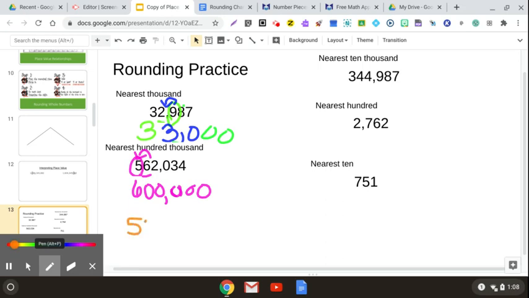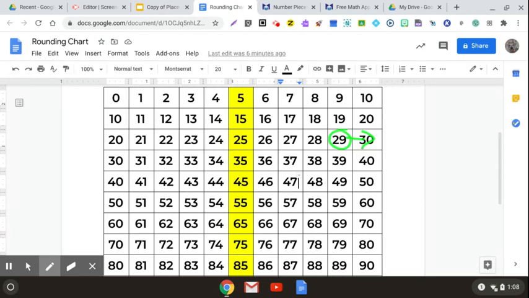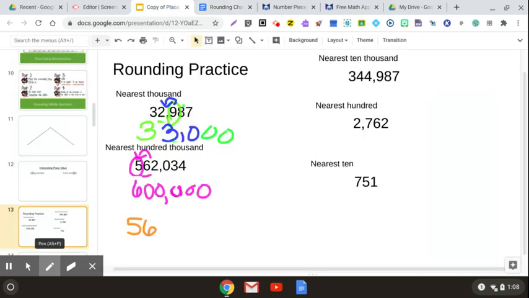I'm just looking at the number 56. So I go to my rounding chart and I find 56. There it is. Is 56 closer to 50 or to 60? It's a lot closer to 60. So in the middle of that number, instead of 56, I'm going to put a 60. And everything else behind it becomes zeros. See how that is? Okay.